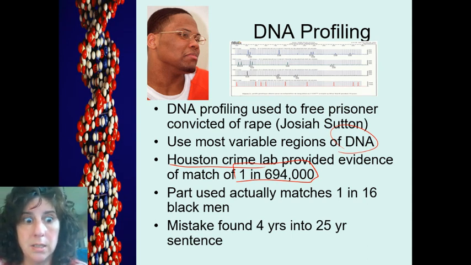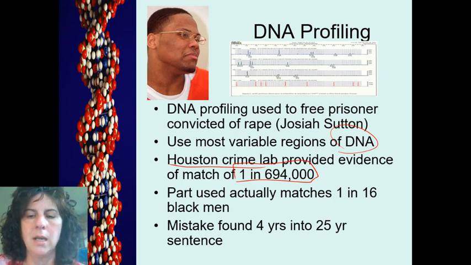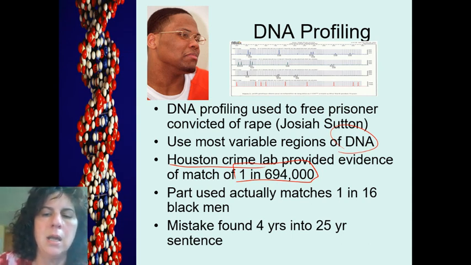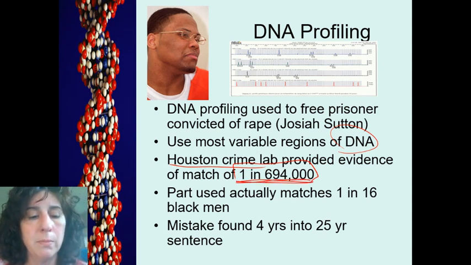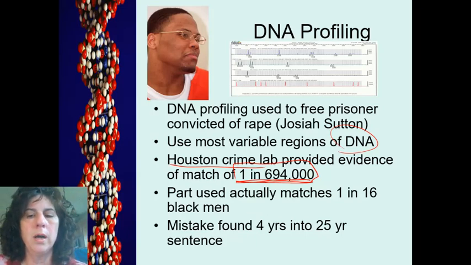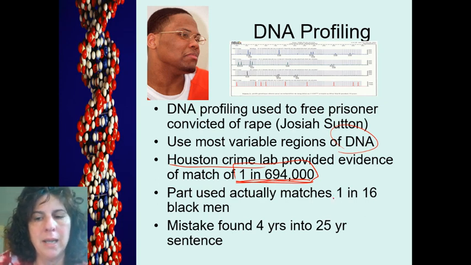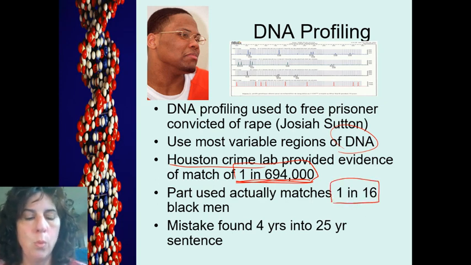He said, I didn't do it. I don't know why it matches, but I didn't do it. And finally, somebody listened to him. An outside company listened, and a lawyer took his case, and they went to a different private company, and the company came back and said, yes, that's the case for that section of DNA that they chose, but that section of DNA that they chose to use at the Houston Crime Lab was actually very common in Black men, and it really would match 1 in 16 Black men.